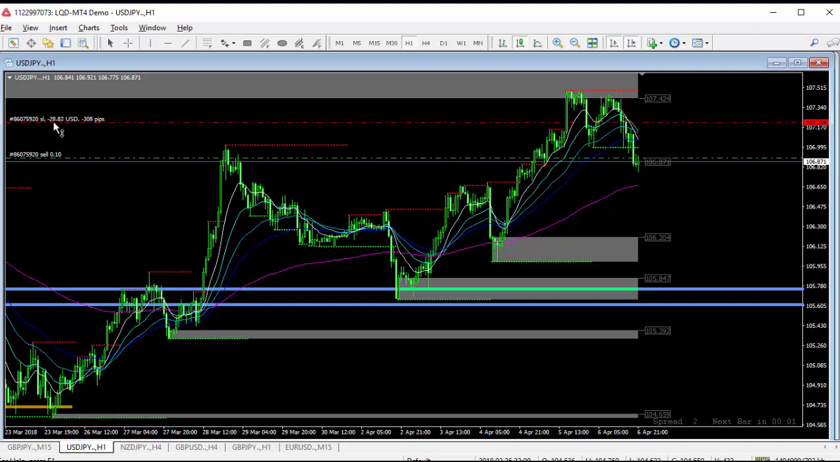Let me do just that. Negative $28.82 USD, US dollars. And then it says negative 303 pips, right? Ballpark it real quick. That does not mean 303 actual pips. That means 30.3 pips. Remember, it's in micros.